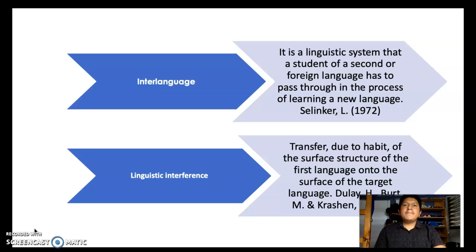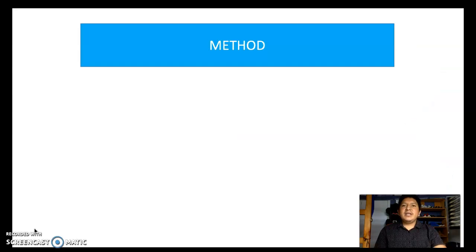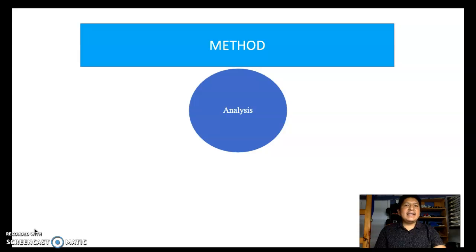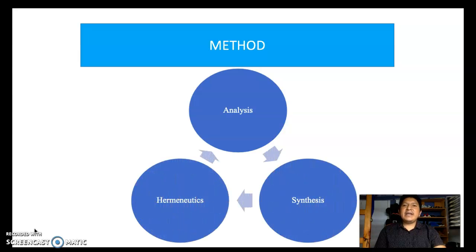In addition, there are many investigations that also gather data on the correlation between two languages with different results. Moving on, the methods used in this investigation were analysis, synthesis, and hermeneutics. This investigation followed a mixed approach, which means qualitative and quantitative, with a descriptive scope.